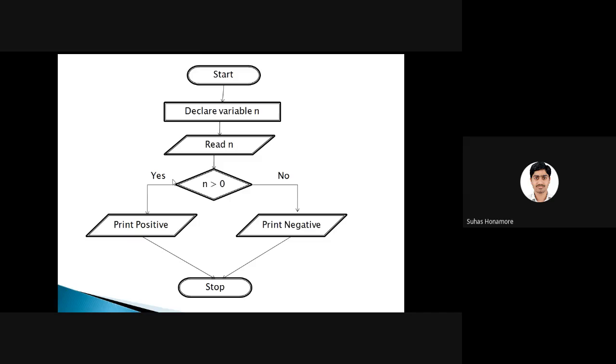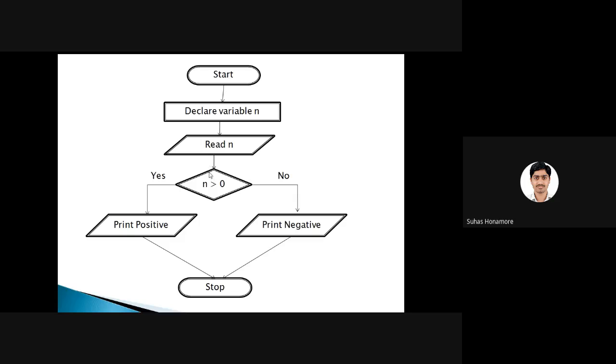If it is yes, on this side we are printing: given number is positive. If it is false, it's obviously no. So n is not greater than 0, so it is false, that is no. So we are just printing: given number is negative. After that we don't have any task to perform, so directly we'll stop it. From here also it will stop, from here also it will stop.